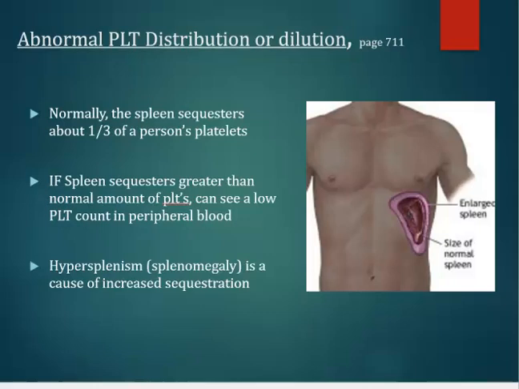So there can be abnormal platelet distribution or dilution within the body. Normally the spleen sequesters about 1/3 of a person's platelets, and the rest of the platelets should be in the peripheral blood. If the spleen sequesters greater than the normal amount of platelets, you can see a low platelet count in the peripheral blood. And this will cause hypersplenism or splenomegaly, which is an enlarged spleen, and this is the cause of increased sequestration. And it can basically look like you have fewer platelets than you have.